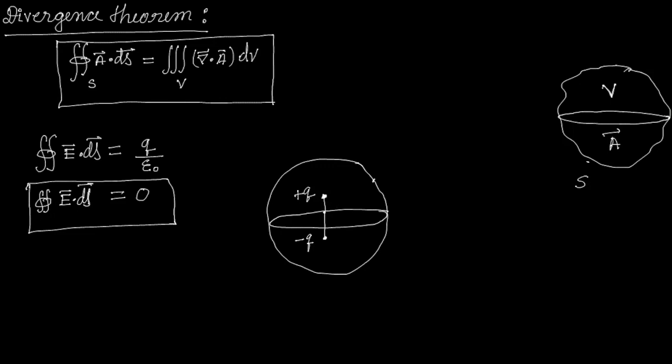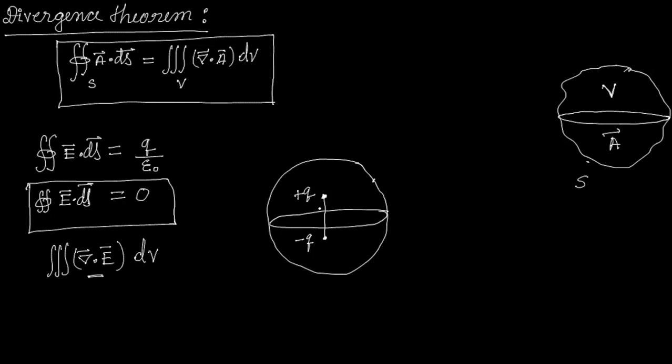If we want to see how this charge is distributed inside the volume, then what do we have to do? We have to use this theorem. Using this theorem we can write it this way: the surface integral is equal to the volume integral of the divergence of this electric field. So when we take the divergence of this electric field, that will give you the source of this electric field, that is charge, how this charge is distributed inside the volume.